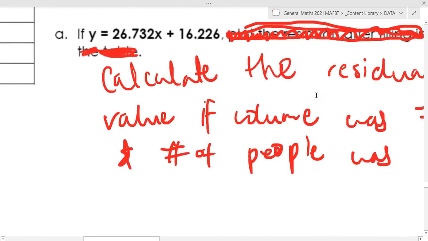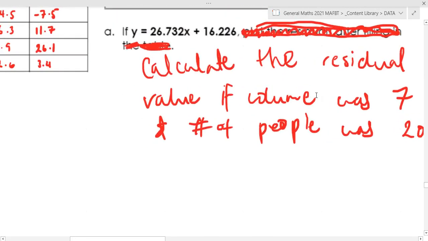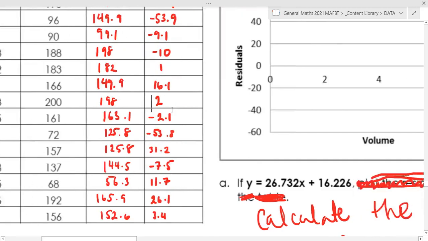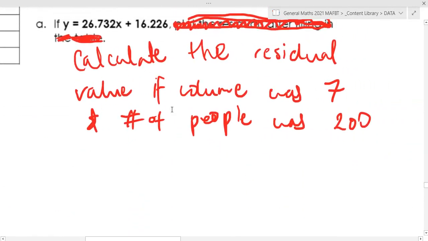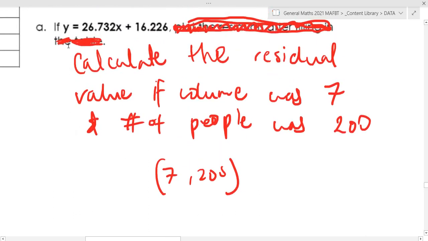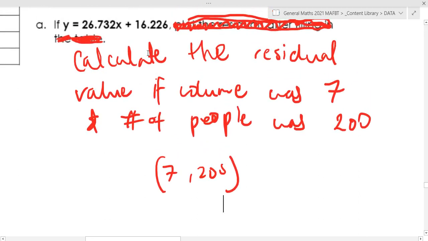Now sometimes you'll get a question in year 11 where it asks you to calculate the residual if you don't have a graph like that, or you don't have a scatter plot, or a table like this. It might be like this: if you've got the formula y equals 26.732x plus 16.226, calculate the residual if the volume was 7, so if x was 7 and the number of people was 200. What would the residual be?